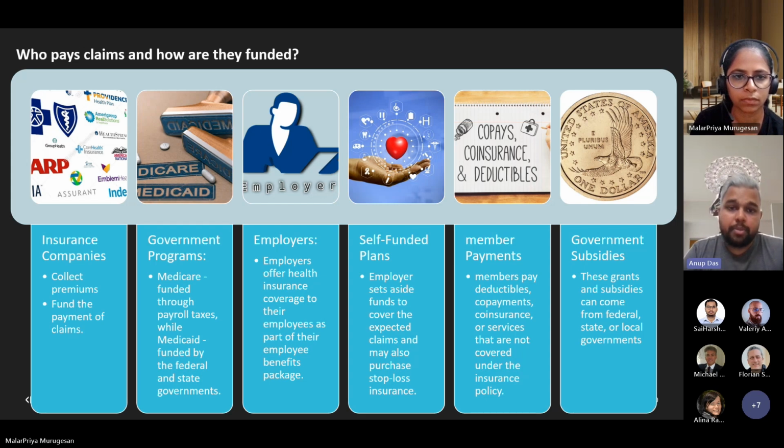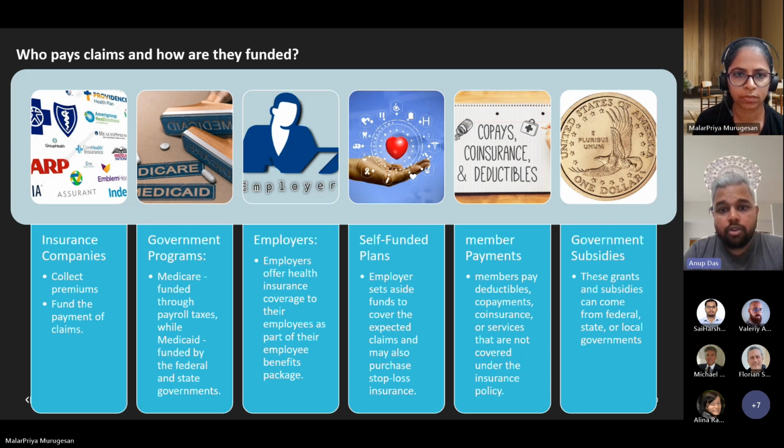Now coming to member payments or patient payments. So here we have deductibles, co-payments, co-insurances, or services that are not covered in the particular insurance policy that was taken by the members, out of insurance payments. And here, the payments are directly done to the healthcare providers, or through the bills they have received from the providers, or for the portion of the cost that the insurance company has already paid through its share.